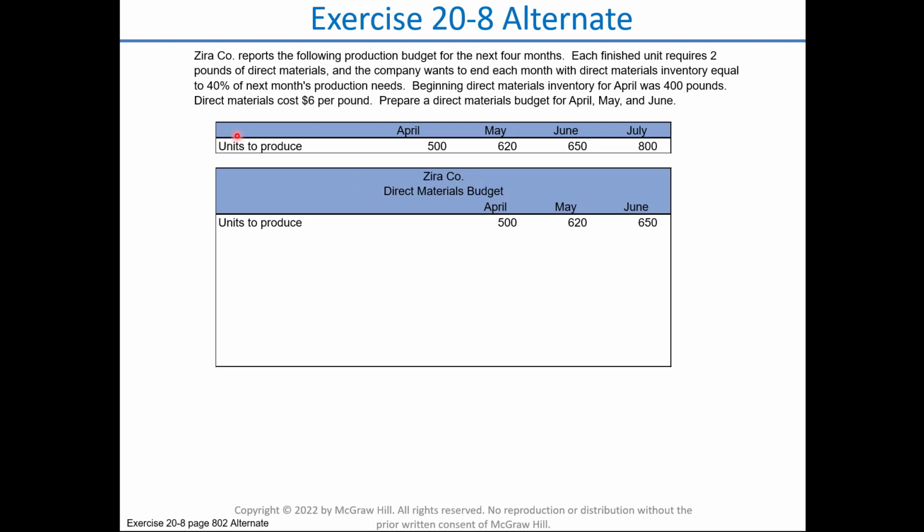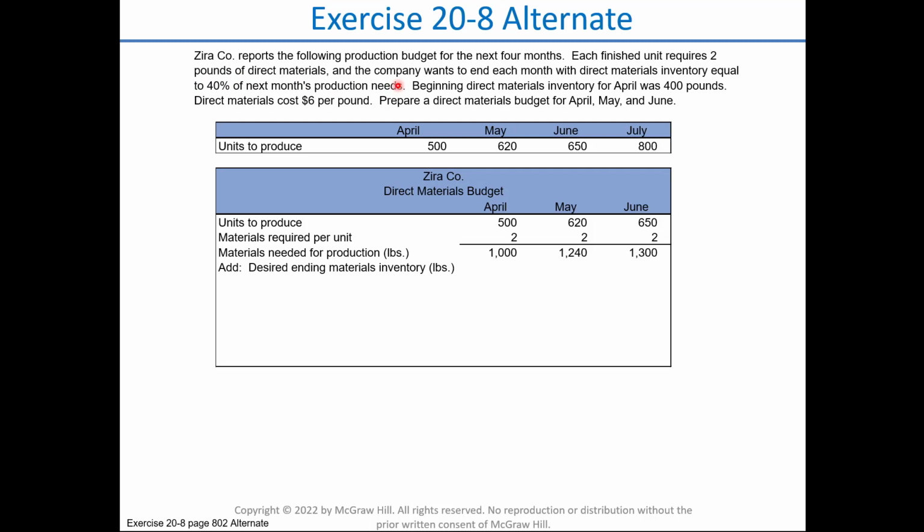So these are the total units that we want to make, and each unit requires 2 pounds of materials. So now we're going to look at the direct materials budget. First, we transferred down here from the units to produce for each of the months. Each unit requires 2 pounds of material, so we're going to multiply those. Add the desired ending inventory. Their desired ending inventory is equal to 40% of the next month's production needs.